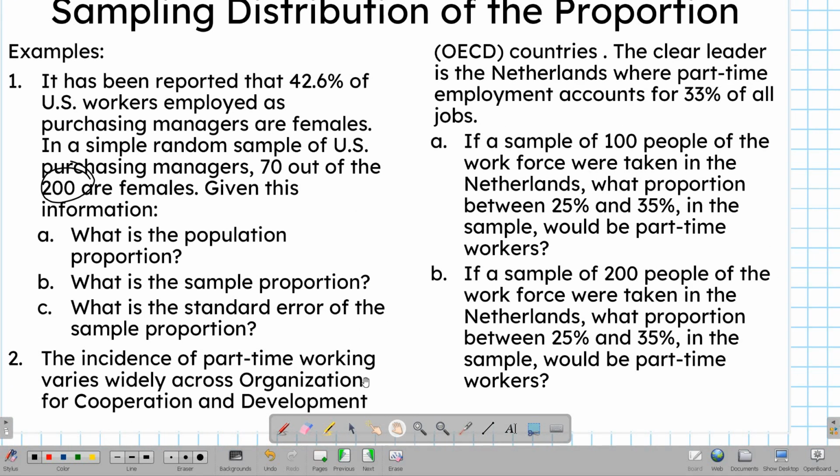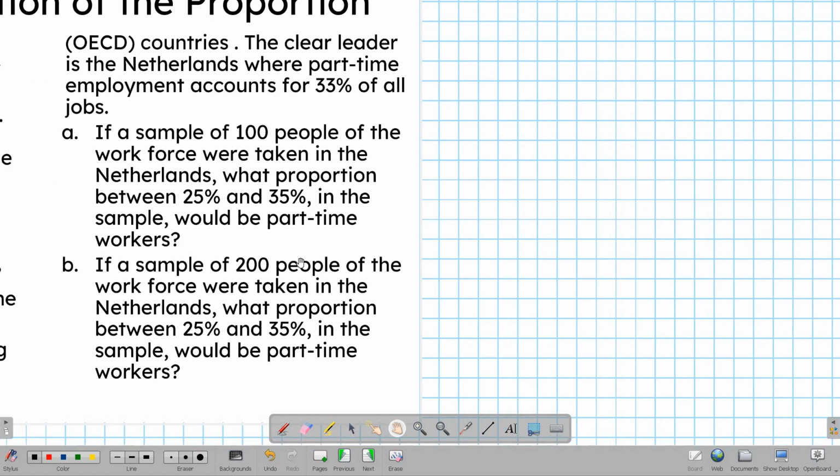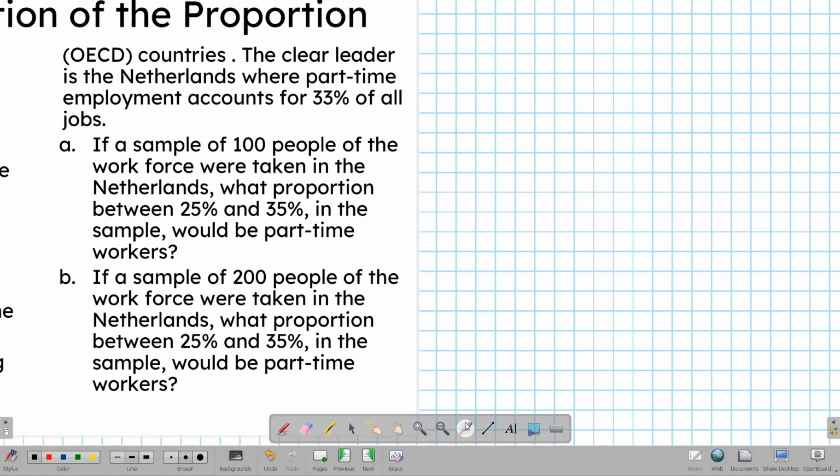In number 2, the incidence of part-time working varies widely across the Organization for Economic Cooperation and Development, or OECD, countries. The clear leader is the Netherlands, where part-time employment accounts for 33% of all jobs. If a sample of 100 people of the workforce were taken in the Netherlands, what is the probability that the proportion in the sample between 25% and 35% would be part-time workers?